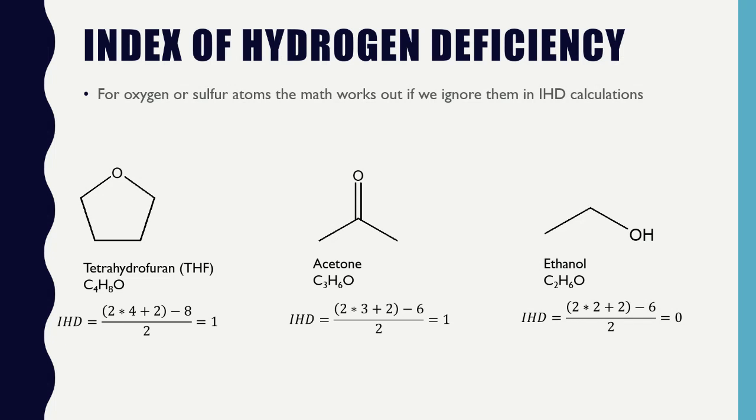The second one is 1 because of the double bond, and the IHD also works out to be 1 if you ignore the oxygen. And then the same thing for the last one. We have no rings, no double bonds. The IHD should be 0, and it does work out that way if you ignore oxygen.